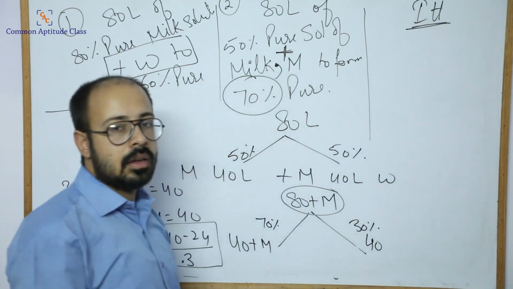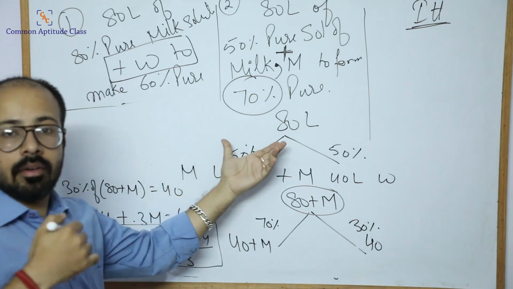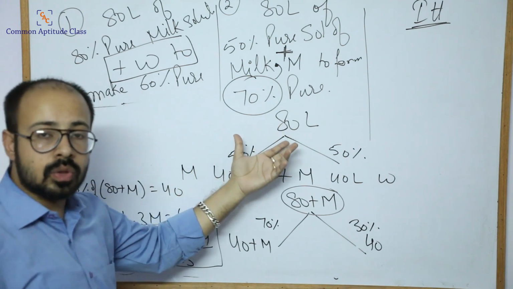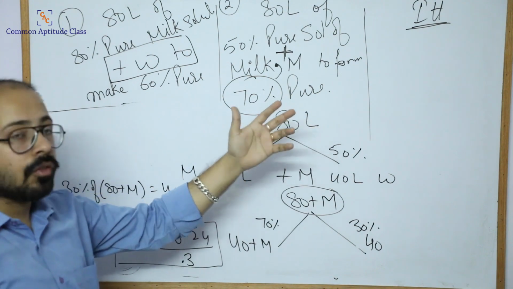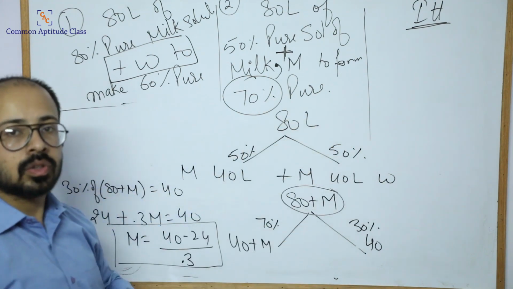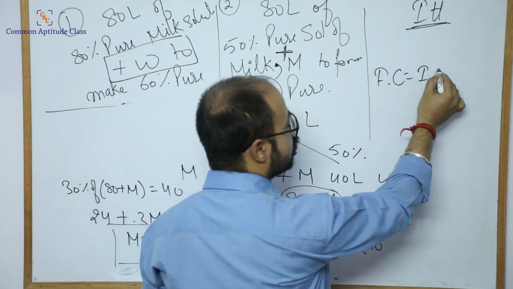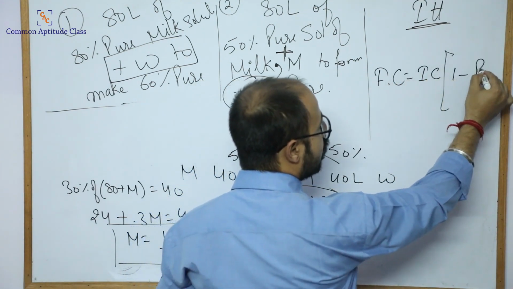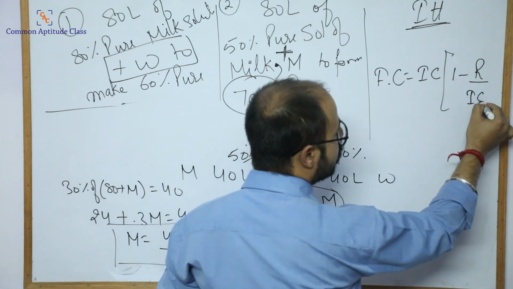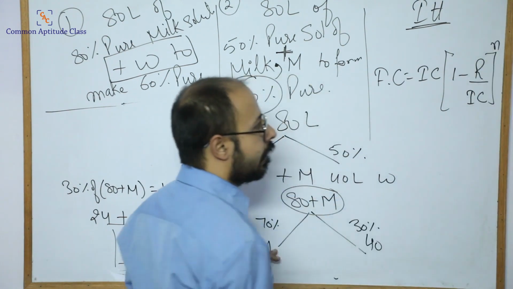Now go with the iteration method. What does it tell? Here we have added to change the concentration. In this case, we are adding and removing. So the iteration formula: final concentration is equal to initial concentration times (1 minus removal upon initial concentration) to the power n.